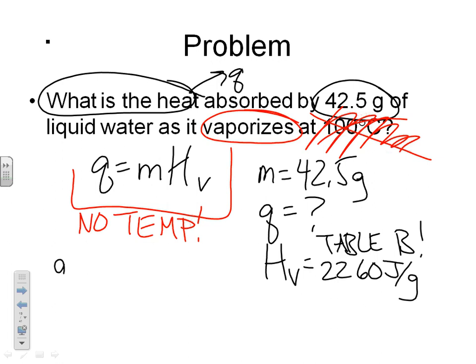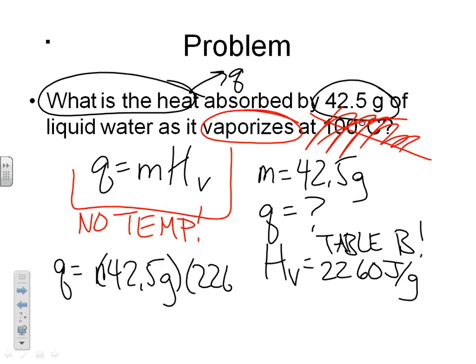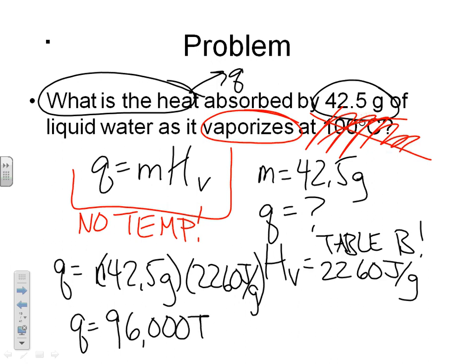So all we need to do is plug in. So let's see, we've got 42.5 grams times the 2,260 joules per gram. Right, 1 gram needs 2,260 joules to boil, but we don't have 1 gram. We've got 42.5 grams, so it's going to take 42.5 times as much. So then we're just multiplying those numbers together. When we do that, with a little bit of rounding, I get Q of about 96,000 joules, or approximately 96 kilojoules.